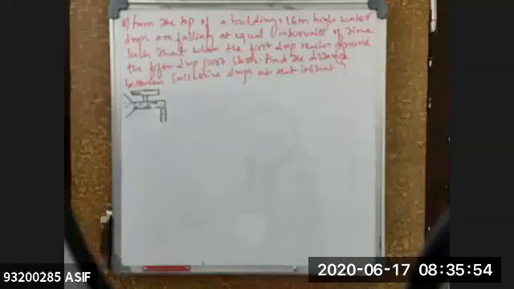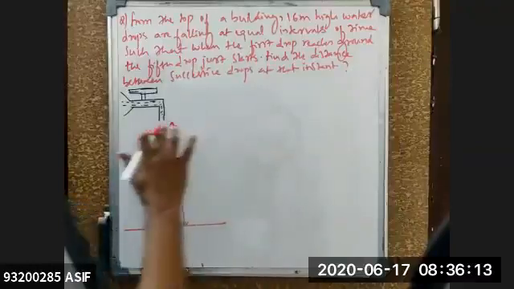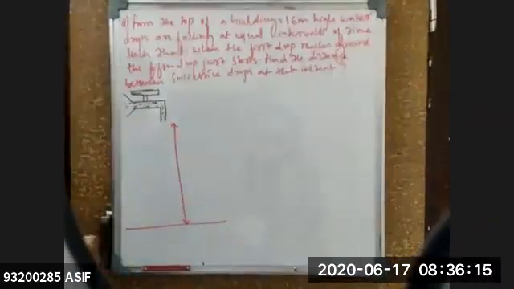This is a tap which is at a height of how much, beta? 16 meters from the ground. 10t square is the distance between the drops. Let me see. So this height of the building, from the top of a building, how much height is it? 16 meters. And the tap is at a distance of how much? 16 meters from this one.